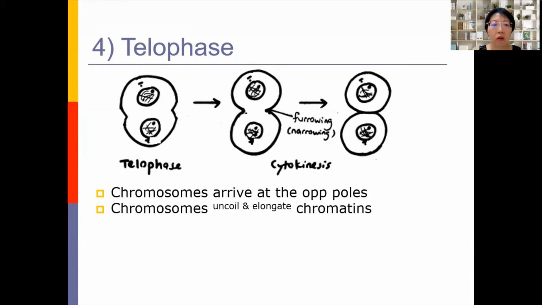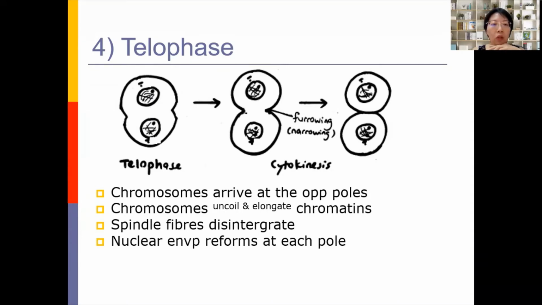So then the chromosomes will uncoil and elongate to form chromatin. So the nucleolus will become visible again. And the spindle fibers are no longer needed, so they will disintegrate. So in a cell, whatever is no longer needed will be broken down, so that the subunits can be used to build other things in another part of the cell.